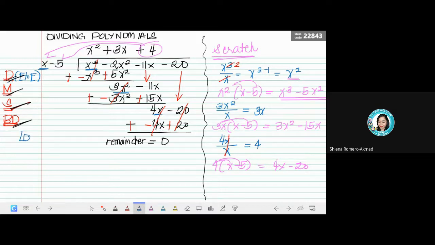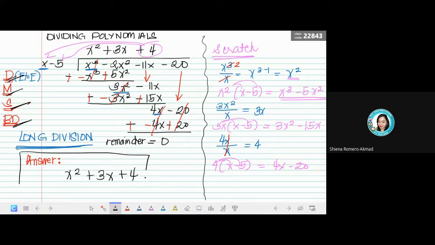using the long division. Okay? Ang tawag natin dito is long division. You are using the long method in dividing polynomials. So if you are going to write your answer, the answer would be x squared plus 3x plus 4. This is your answer. So, ang tawag natin dito is long division.